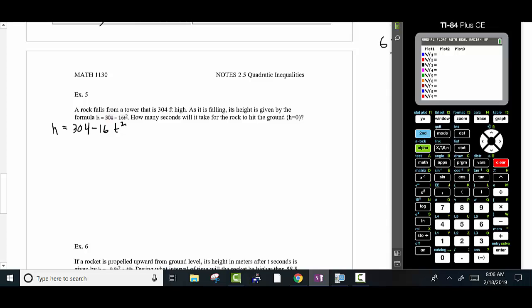This just says the rock falls from a tower 304 feet high, and the question is how many seconds will it take for the rock to hit the ground? Actually, this one you could do without a calculator, but I'm going to do it with a calculator and then show you what to do. If you brought your calculator, you probably ought to put this one and the next one in. So we have 304 minus 16t squared. You have to put in x squared, of course.